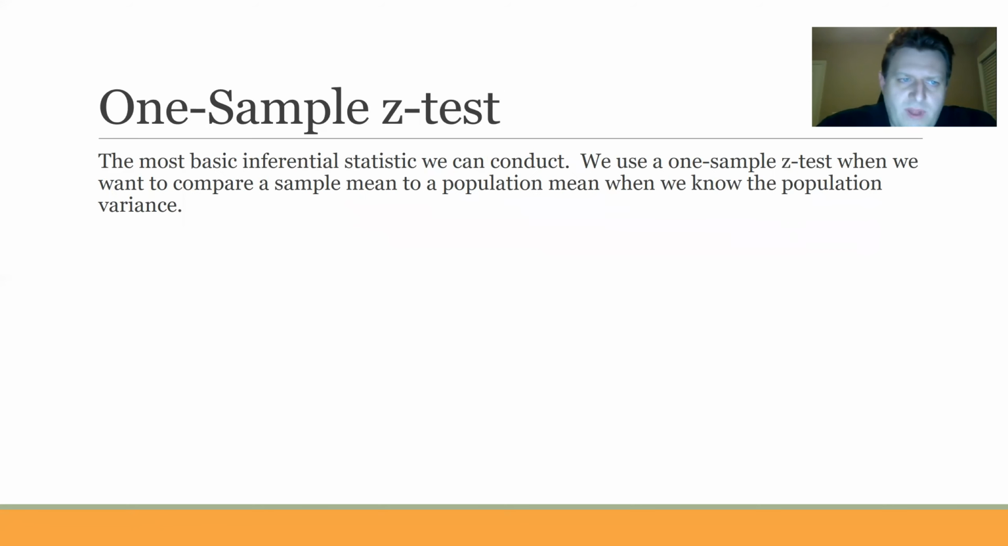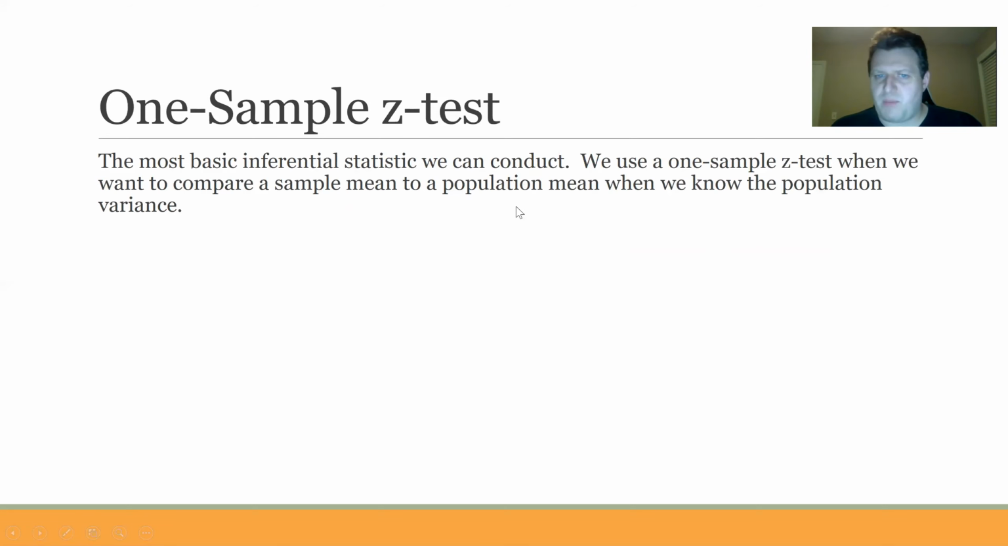Okay, so let's do the most basic inferential statistic that we can conduct, the one sample z-test. This is where we are comparing a sample mean to a population mean. And we know what one of the population means is, and we've got one sample. So we're trying to look at that sample and figure out what that sample says about its population mean, and see if these two population means are similar or different from one another. That is what we're doing with a one sample z-test.